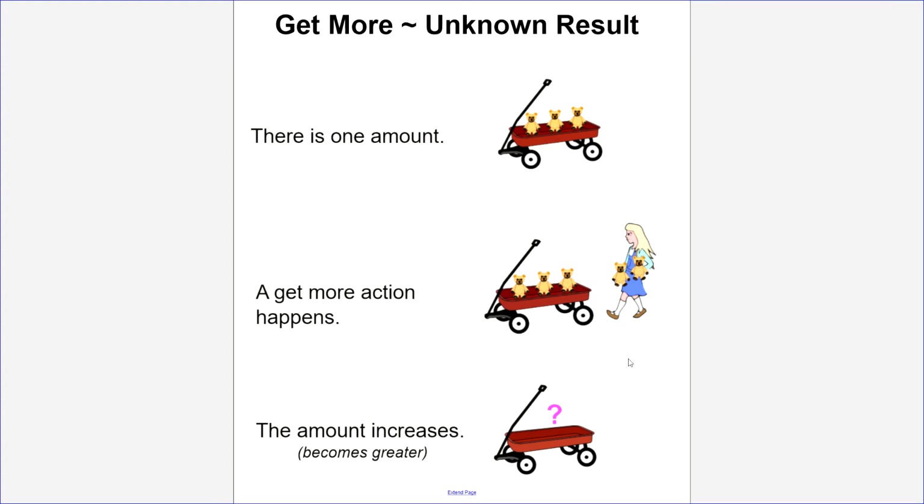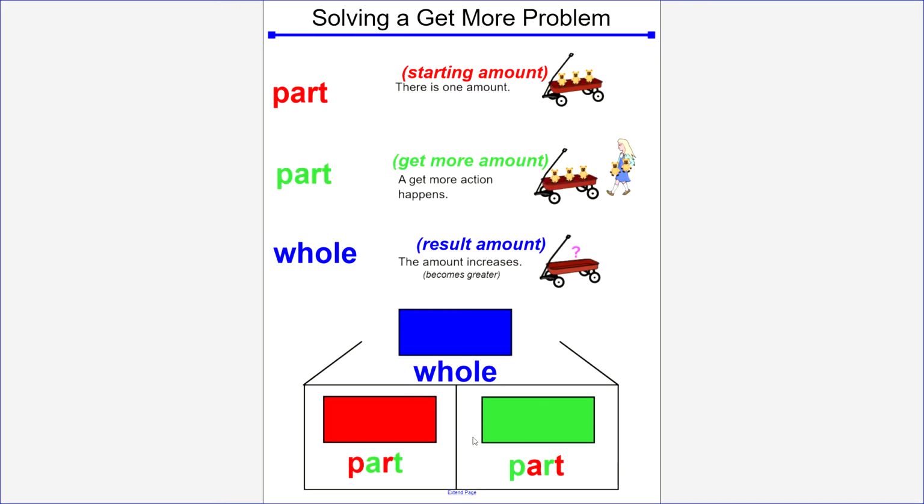Sometimes, 3rd grade, we're going to have get more problems where we do not know the result or the total. Those problems might look like this. There is an amount, 3 teddy bears in the wagon. A get more action happens. The girl brings 2 more. The amount increases, but we do not know the answer. The unknown piece of information is the whole. It's the total.